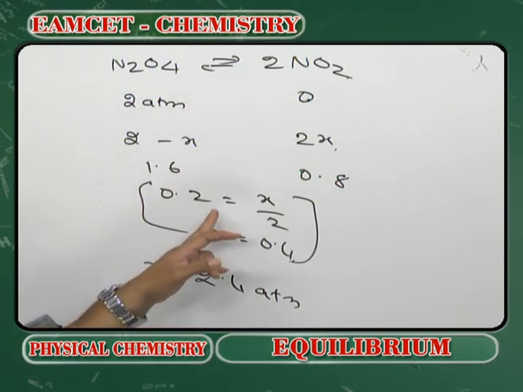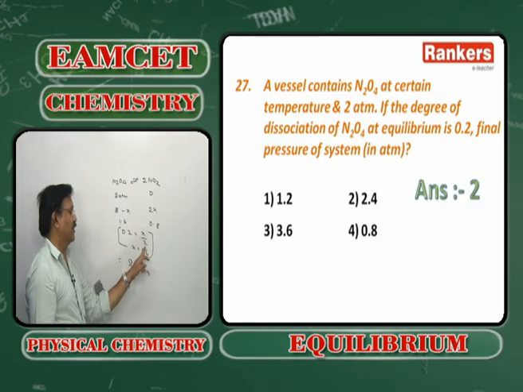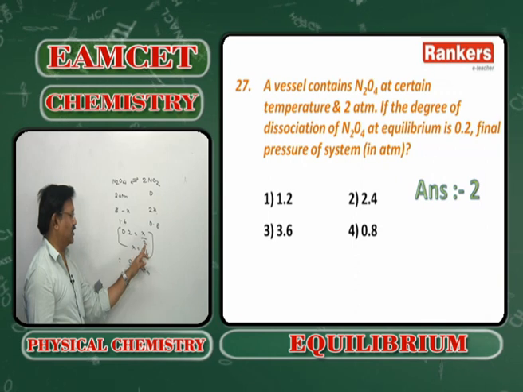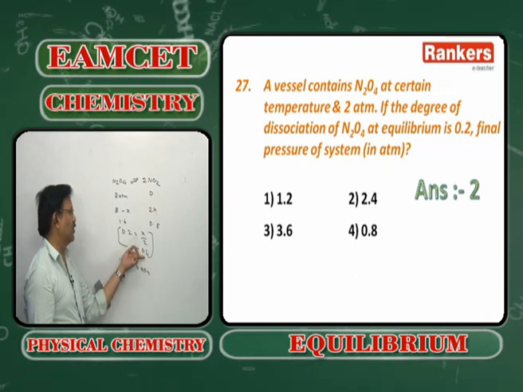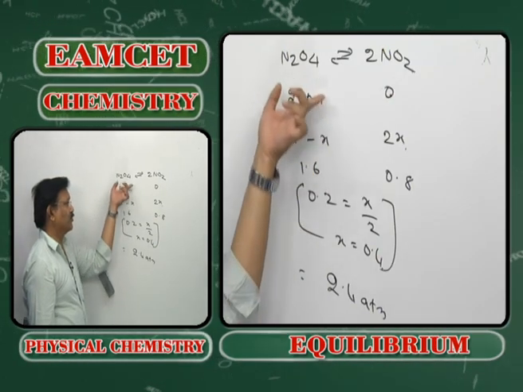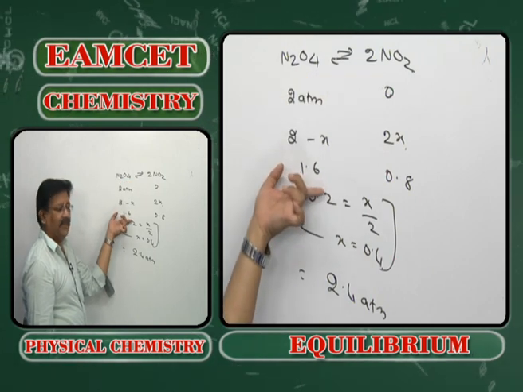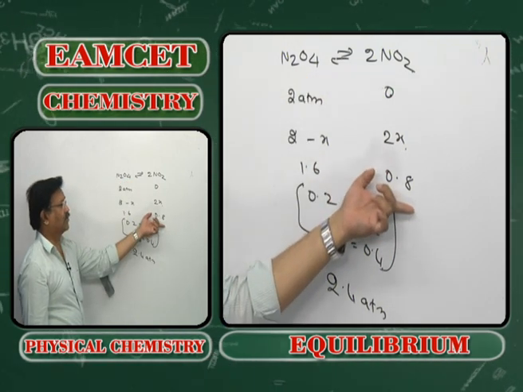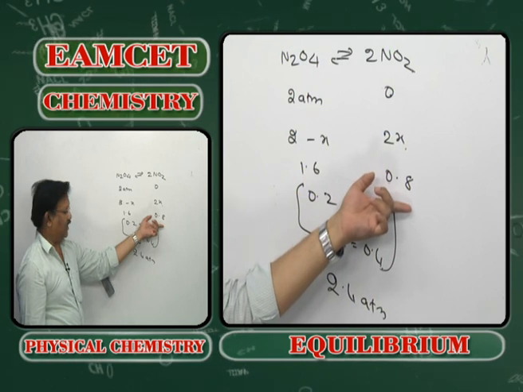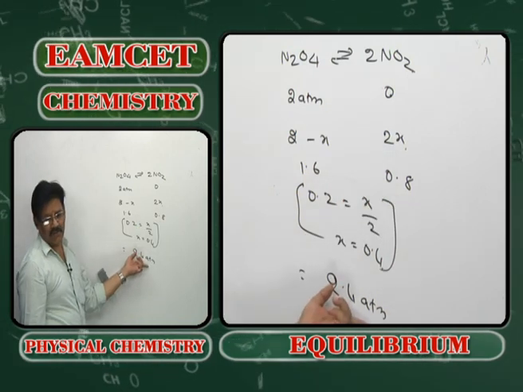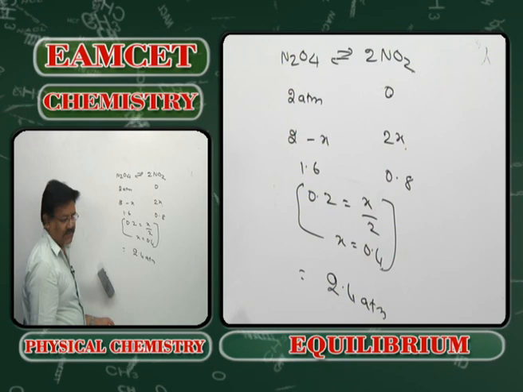So how to get the x value? Alpha is equal to x by total initial pressure. So x is equal to 0.4. Pressure due to N2O4 at equilibrium will be 1.6. Pressure due to NO2 will be 0.8. What will be the total pressure? 2.4 atmospheres. Next question.